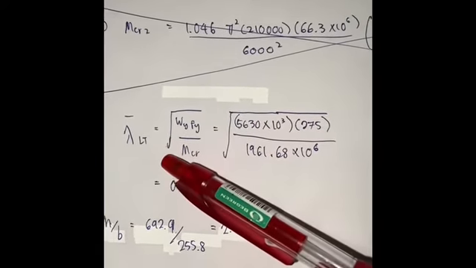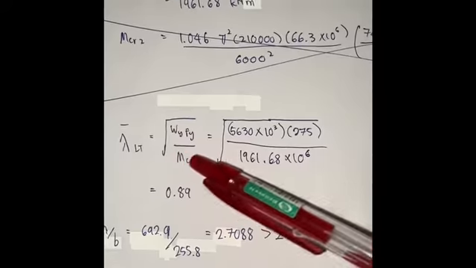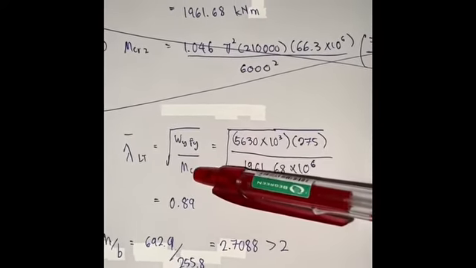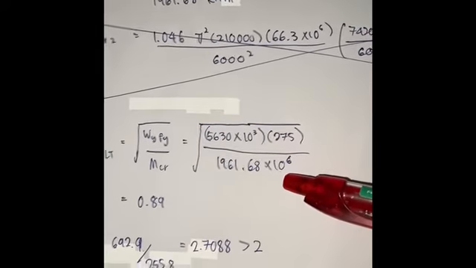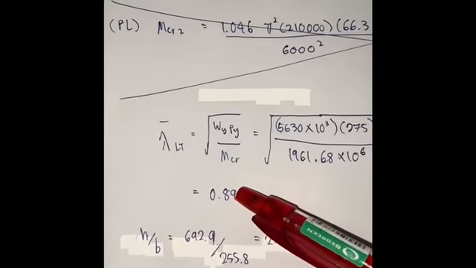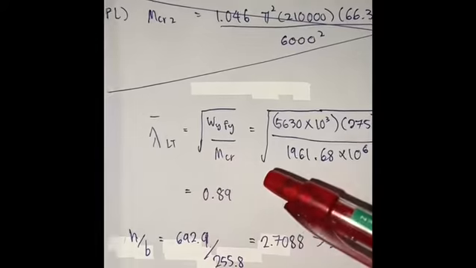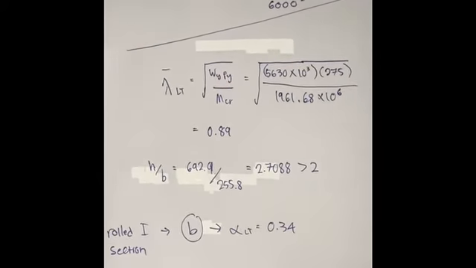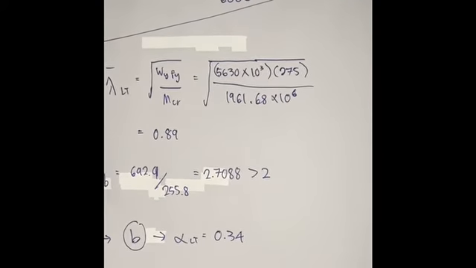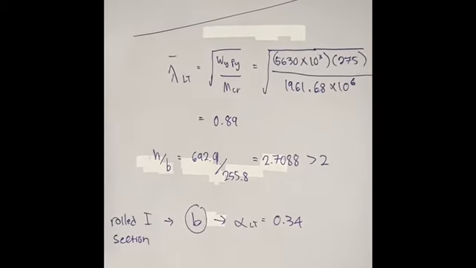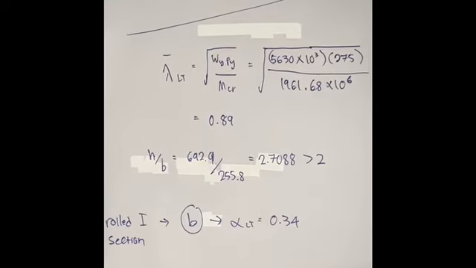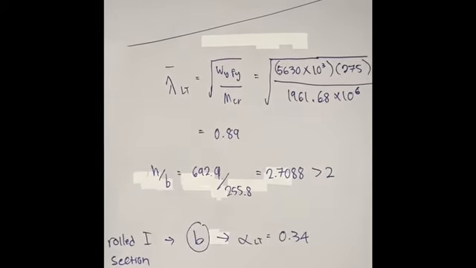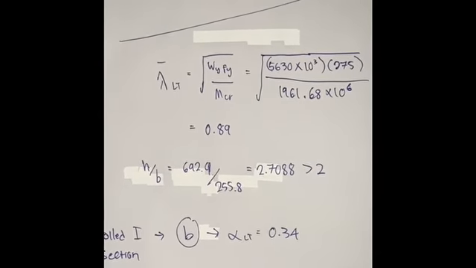Then it's time to find the lambda for the lateral torsional buckling. So in this equation, we get MCR from the previous equation, and then we just put it in this equation, and then we will get the lambda LT 0.89. We must find the imperfection factor. We don't use the lateral torsional buckling curve to find the imperfection factor because the question didn't give the reduction factor. So we will use table 4.5.